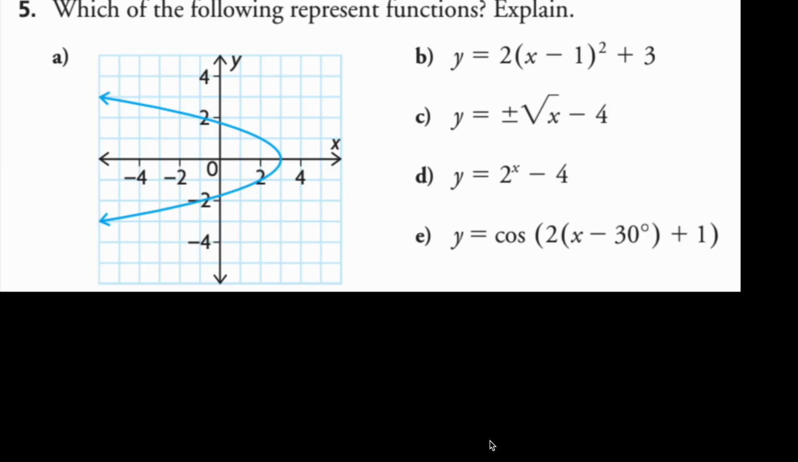Hello everyone, let's work towards solving question number 5. Question number 5 asks which of the following represents a function, and we have to explain the reasons as well. Now for different scenarios, there are different techniques to check whether the given relation is a function or not.